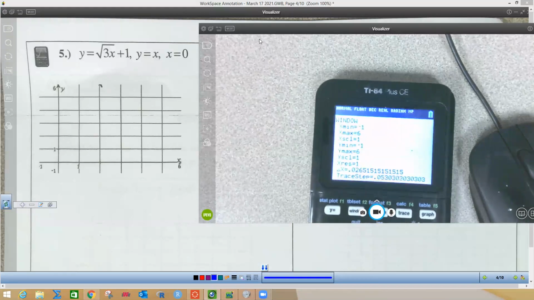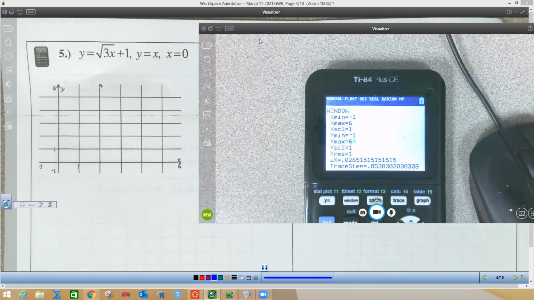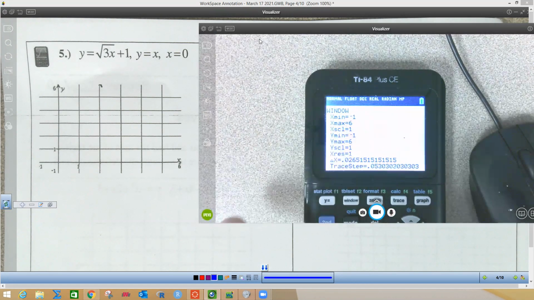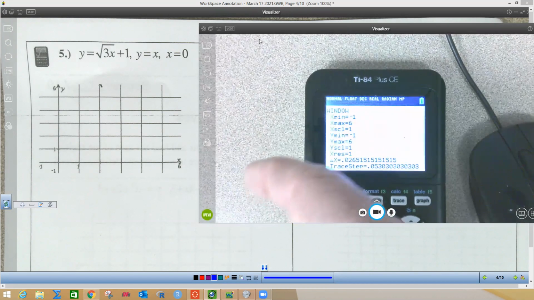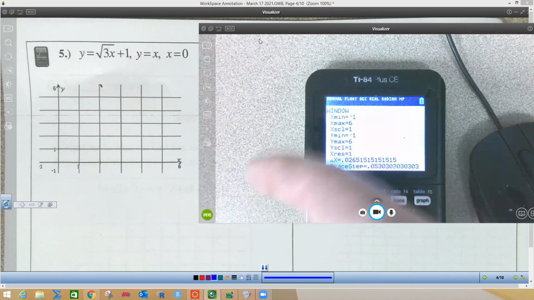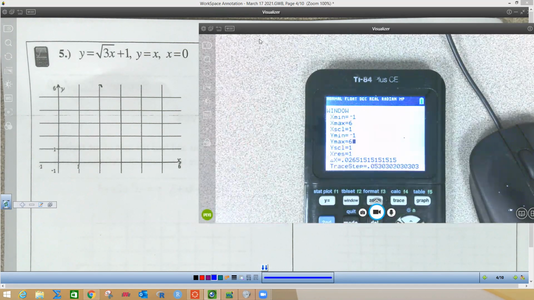Right, so I'm going to be doing problem number 5, and it says that we can use a calculator. If you look, I did my x-min to -1 to 6 because over there the x goes from -1 to 6, and I did the y-min from -1 to 6 because over there the y goes from the bottom of 1 to 6 to the top.